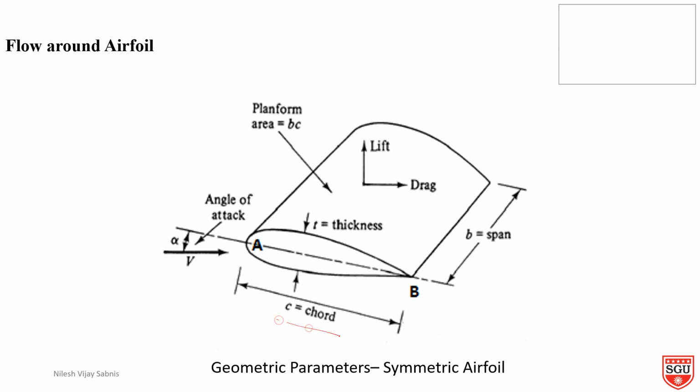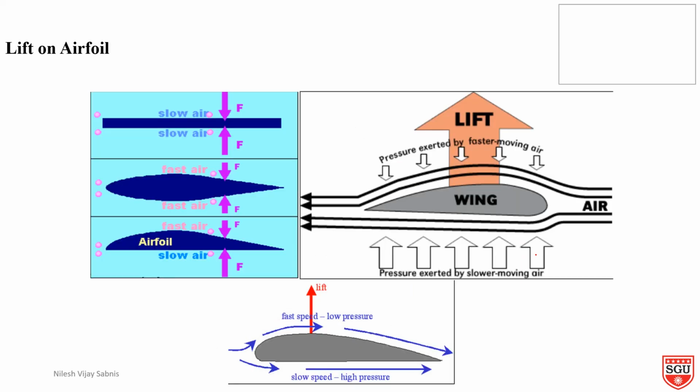Here is the explanation. This is the chord, this is the angle of attack, this is the planform area. Here drag is created, here lift is created, and this is the span. It will also be shown by L later. This is a symmetrical aerofoil. So here is the example, lift on an aerofoil. There is slow air and there is fast air, with fast air above and slow air below. So what happens?